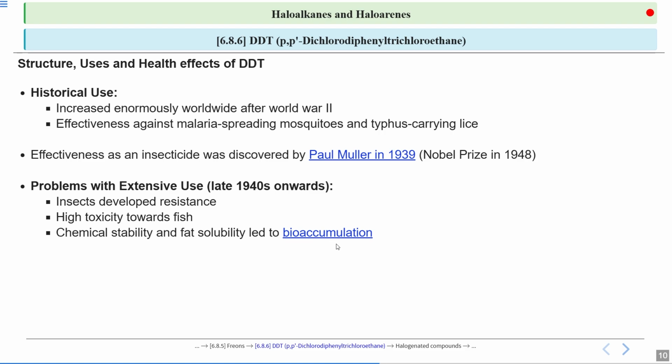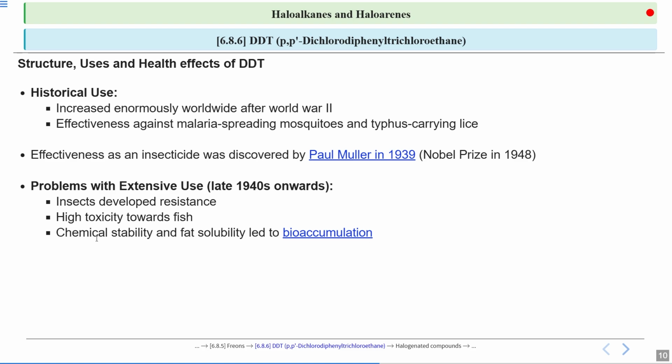Bioaccumulation is basically a process where substances, particularly toxins like DDT, build up in an organism over time. It occurs when the rate of intake of a substance, in this case DDT, exceeds the rate at which the organism can eliminate or break it down. Then this bioaccumulation condition occurs.